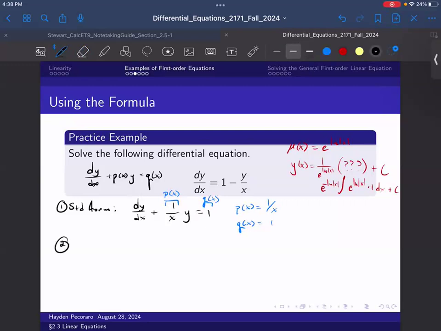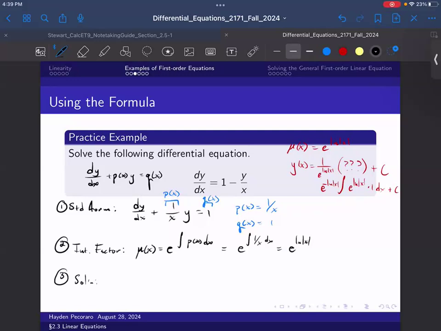That was our integrating factor, right? So we want mu of x, and that was this formula. Now we know what p of x is because we wrote things in standard form, and we can just plug in. So e to the antiderivative 1 over x dx. And that antiderivative is log absolute value of x. Okay. And there's a reason I'm not writing plus c here. It's because it doesn't actually matter in this case.